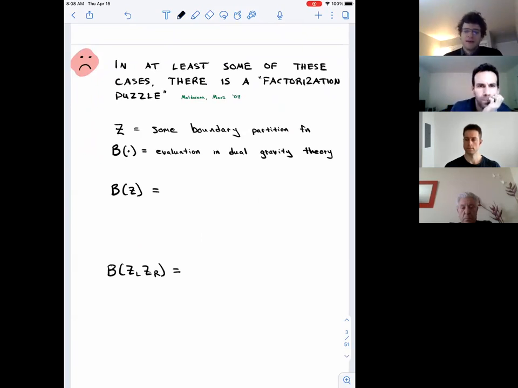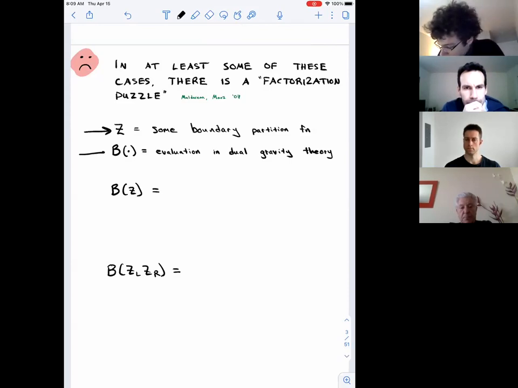So forget about space-time wormholes for a second, and let's just think about a very general question in a holographic theory, where we have a boundary theory and a dual bulk theory. Here's the question. Suppose that Z here is some boundary partition function, like maybe the thermal partition function of the boundary theory.